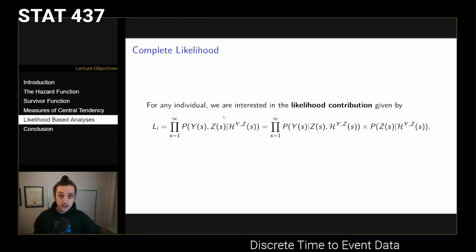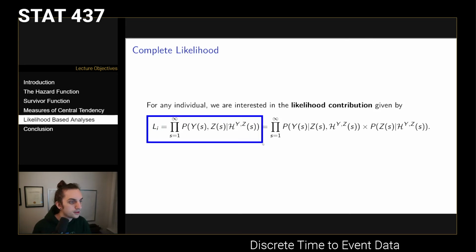Now, for any individual, we're interested in looking at their likelihood contribution, right? So the likelihood contribution for individual i, and you can think about this as being sort of this joint distribution between Y_s and Z_s, and we're going to be conditioned on the history, right? And what that's going to give us, or sort of this conditional distribution, if you take the product of it, that's going to give us the total likelihood contribution, the total joint likelihood contribution for the individual, right?